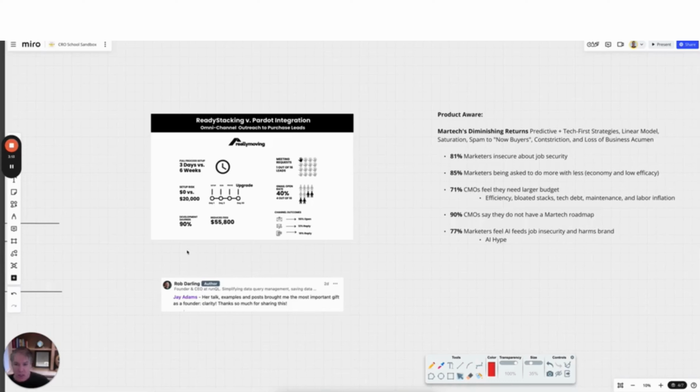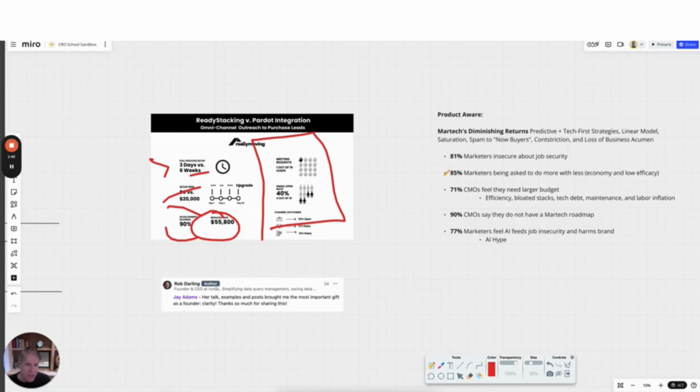Rob is the CEO, and he would be the person getting on Diana about doing more with less. Mission accomplished. She got her program done in 3 days versus 6 weeks. She saved 20 grand. She's eliminated 90% of development costs and also reduced cost, and she improved outcomes. Let's cross these off. Marketers being asked to do more with less. CMOs feel they need a larger budget, no more. And Diana and the marketers are no longer having job security issues because they're meeting their metrics.